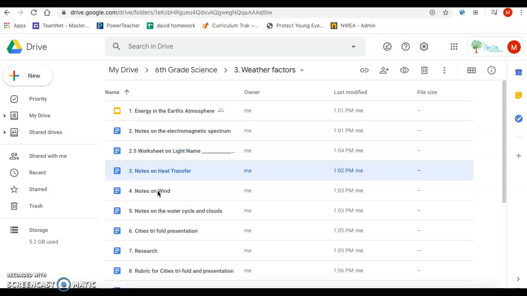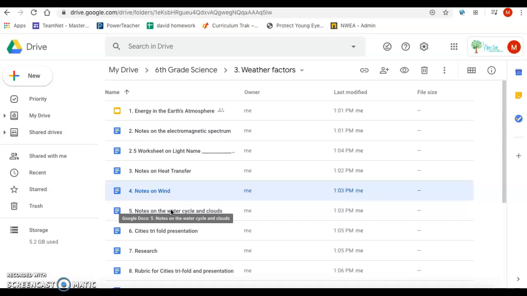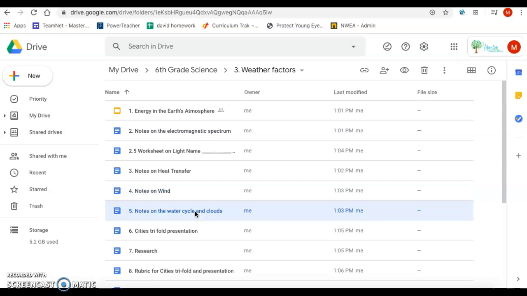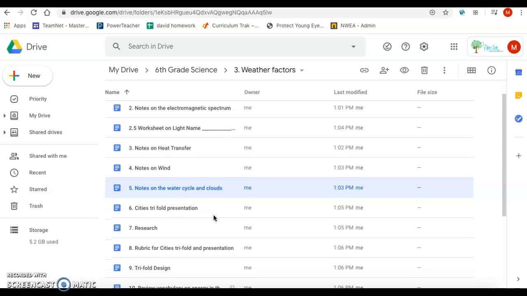Continuing the notes on heat transfer, notes on wind. Like a lot of these days, I don't like doing notes the whole class period. So a lot of them we would do notes for part of it and do something else, whether it's a small demo, activity, lab, starting to work on the solar cooker, stuff like that. And so just really break it up, break it in half. Notes on the water cycle and clouds.